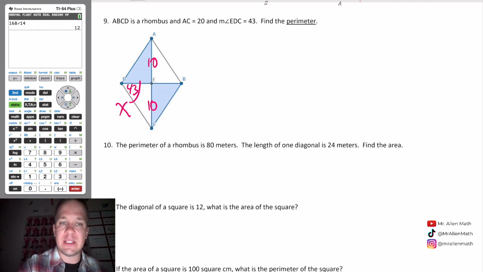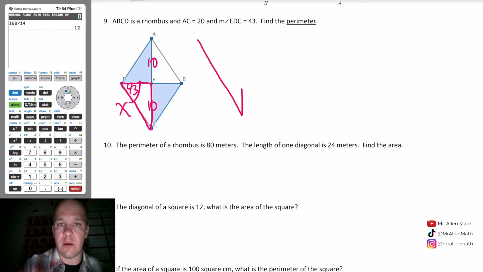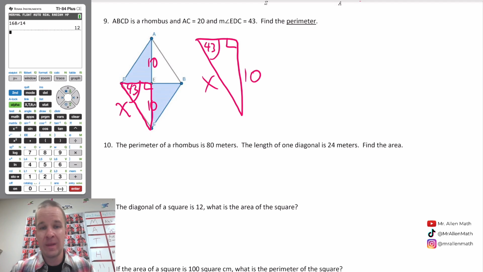So what I'm going to do is take this triangle out. We're going to work solely with this triangle right here, okay? And I'm going to jot it down over here off to the side. Right angle, as we said, the diagonals are perpendicular. That's 10, that's X, and that's 43. If I have an angle and a side, and I want another side of a triangle, what do I have to use? I got to use a little bit of trig.